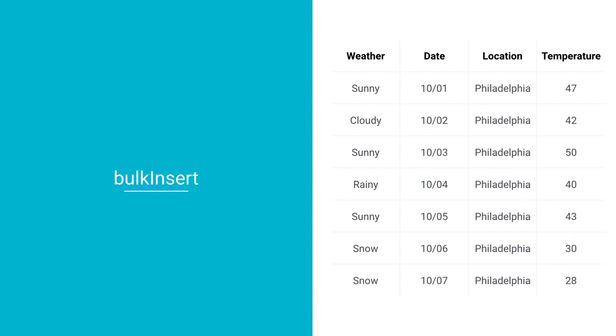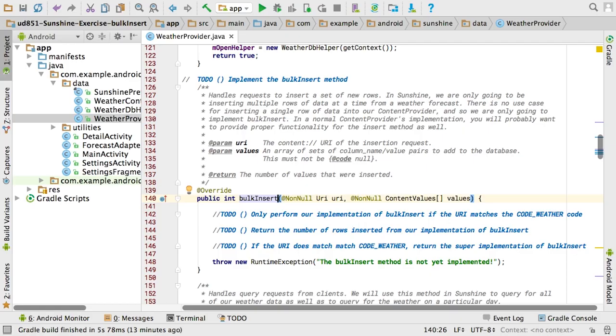It will respond to the URI that identifies the directory of weather data, and then iterate through the array of values and insert each one. To write a bulk insert, we'll override the bulk insert method in the weather provider class. This method takes in a URI and an array of content values, and it returns the number of values inserted.